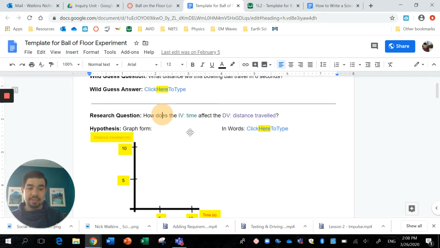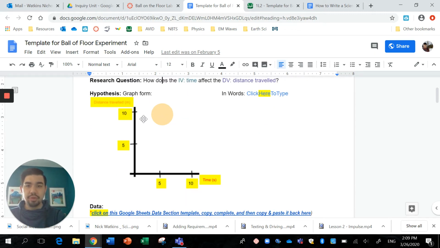In our elastic spring experiment in our physics class, we were looking at how does the distance the spring stretches affect the elastic energy that's stored within. In our physical science classes, we did an acceleration lab with a ball going down a ramp. In the same way, we're looking at how does the time that the ball is traveling affect the distance traveled. So our next step is creating a hypothesis.